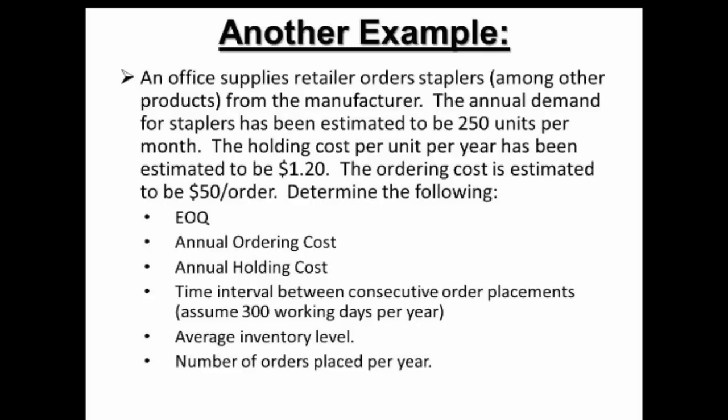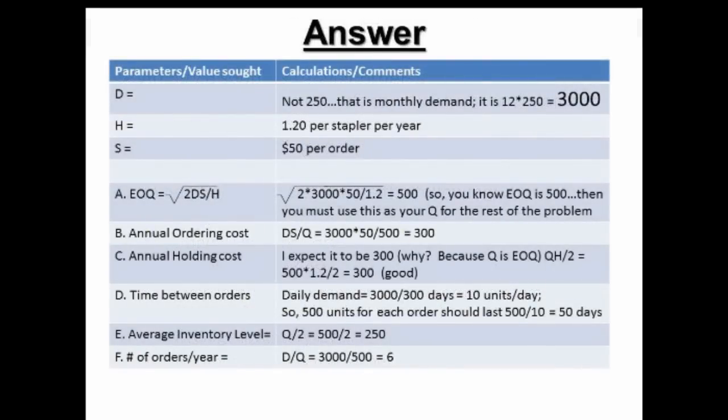All right, so you read the problem, and let's start putting up the values for each parameter. So what did you say for D? Is it 250? No, it's not, because that's monthly demand. So don't forget to convert that into annual demand, which is 250 times 12 months, and therefore the annual demand is 3,000. Holding cost is given to you as $120 per stapler per year.